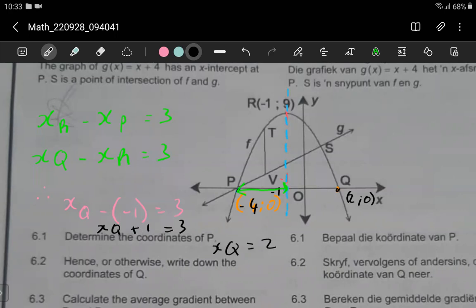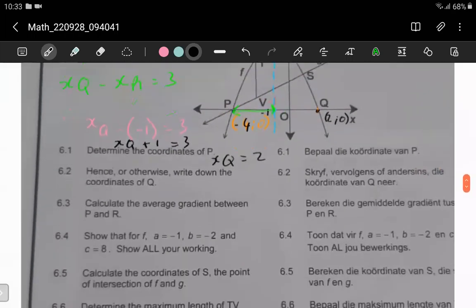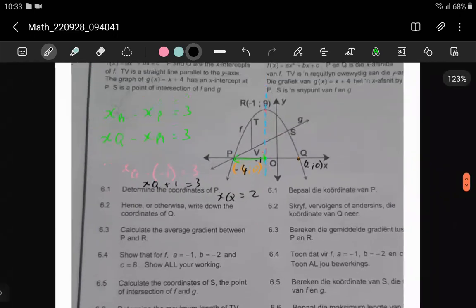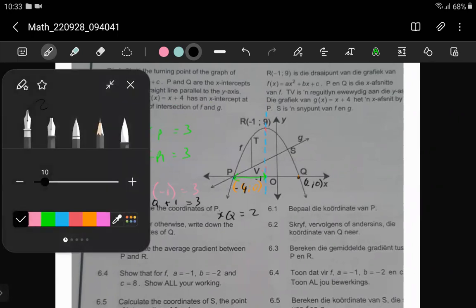Number 6.3, for the gradient, I got 3. Okay, for the gradient, you say you got 3. Okay, that's fine. Now, you see here for this mark, I think it's a 4 or 5 mark question. You see that A, B, and C, this is just points or letters or values in the parabola. Yeah, I see it.